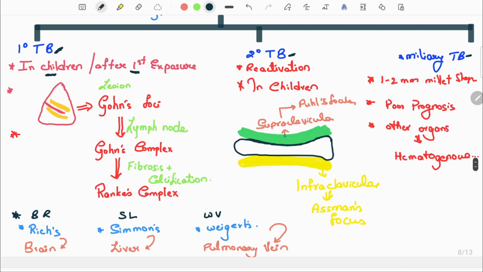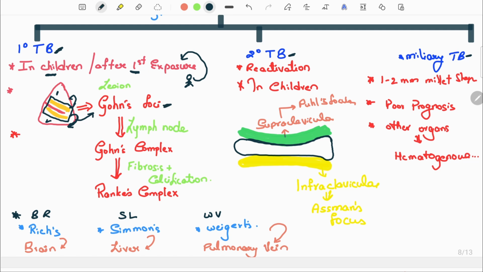Okay, there is a child, and for the first time he is exposed to Mycobacterium tuberculosis. Okay, it leads to primary tuberculosis. Okay, this is a lung, this is the upper lobe, and this is the second lobe. Mostly the lower part of the upper lobe and the upper part of the lower lobe, these middle parts will get affected in primary tuberculosis, hence this is called Ghon's focus. Okay, the center part is getting affected, it is called Ghon's focus.